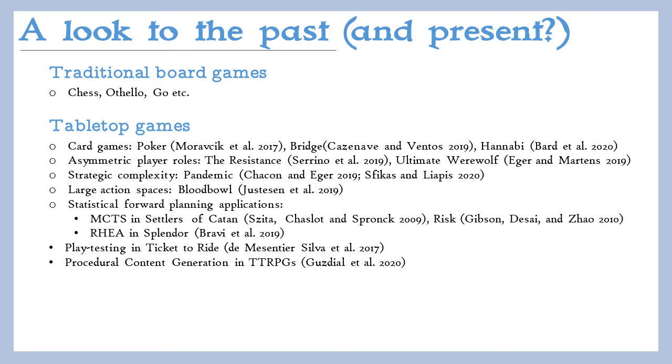But AI is not only used for playing these games anyway. We can see applications of AI for playtesting in Ticket to Ride, meant to find bugs, balancing issues, or exploits, which usually become apparent only after extensive human playtesting. And we've seen the relationship between tabletop role-playing games and procedural content generation drawn by Matthew Guzdial and others quite recently.